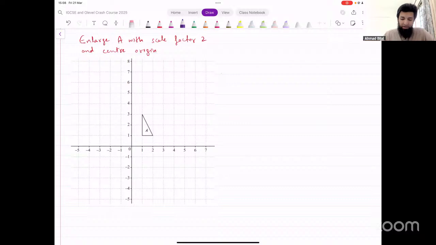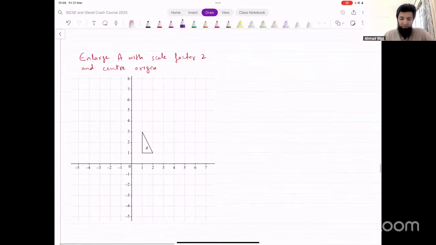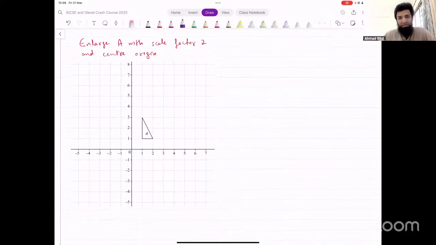Okay, so it says enlarge A with scale factor 2 and center origin. So the center of enlargement is at the origin. This is the center of enlargement. Now the idea is we want to enlarge this figure with scale factor 2. Now how do you do that? Let's mark corresponding points as we normally do for any transformation question.